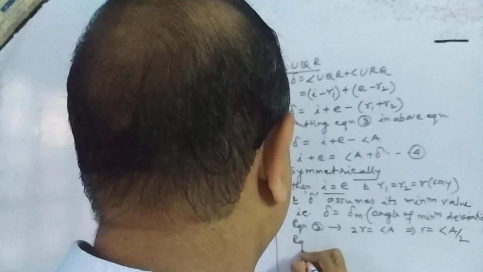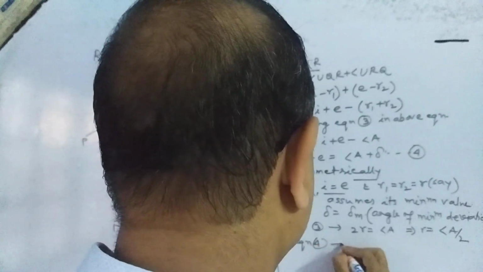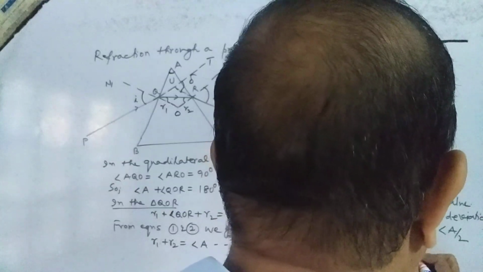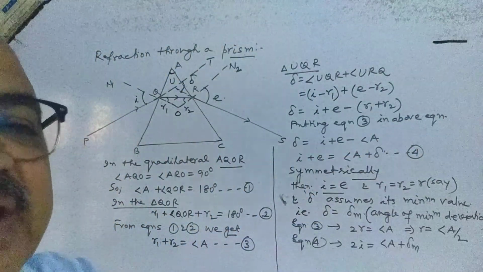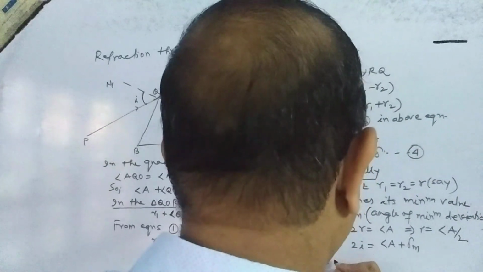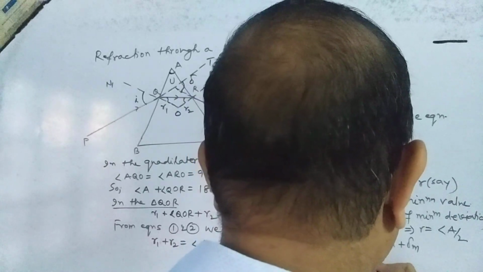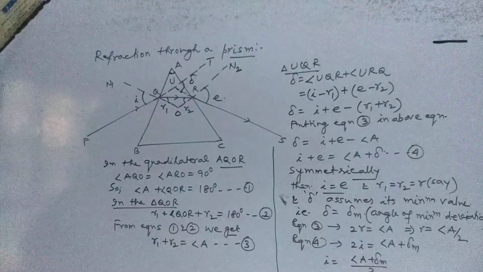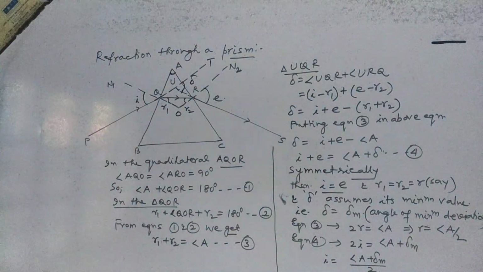And equation 4 becomes what? Twice I is equal to angle A plus delta M. Why? Because delta will assume delta M. So I should be how much? Angle A plus delta M by 2. Look, it is a special case in which we are getting these values for I and E. Okay, and after that we are getting these values.